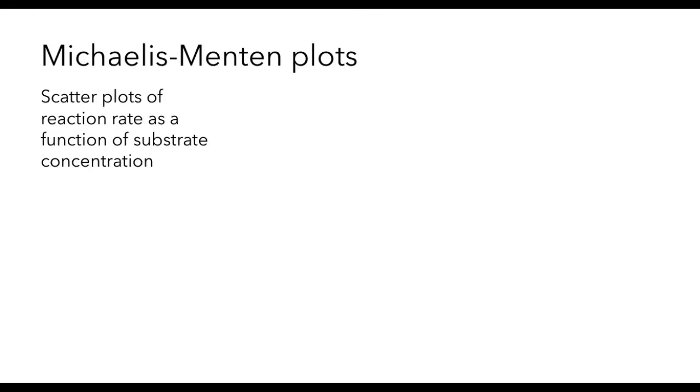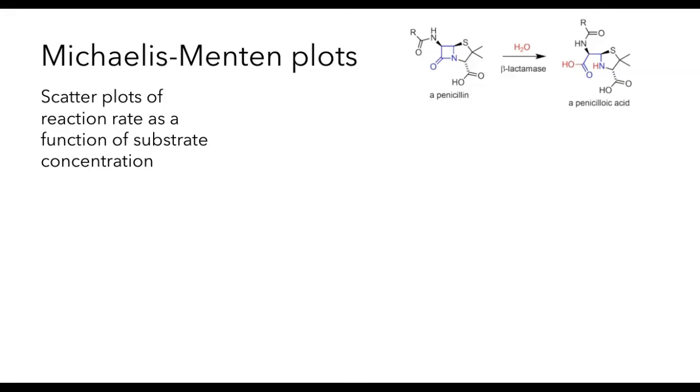A Michaelis-Menten plot is a scatter plot where we plot the reaction rate as a function of the concentration of substrate. So let me give you an example. There's an enzyme called beta-lactamase. This is something that some bacteria make, and what it can do is take penicillin and hydrolyze it to turn it into something else, penicillic acid. This is something that penicillin-resistant bacteria will express. If they can break down penicillin, then penicillin can't act as a drug against them. It's interesting for doctors who are dealing with infectious disease and antibiotic resistance.